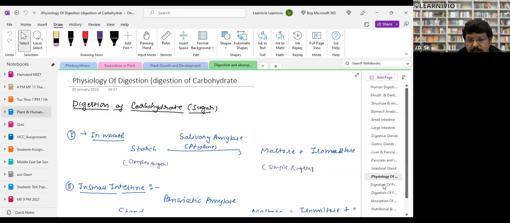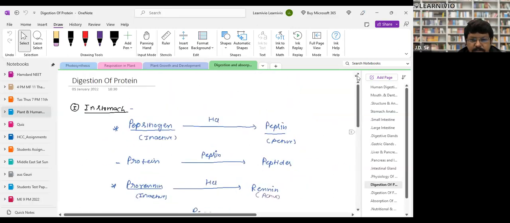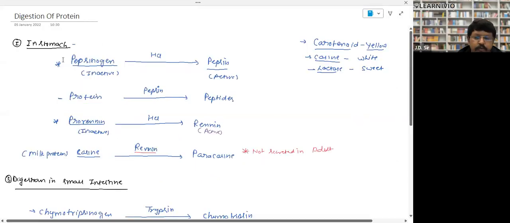Then the next thing is digestion of protein. Look how the protein is being digested. Protein cannot be digested in the mouth, while digestion of sugar starts in the mouth only.